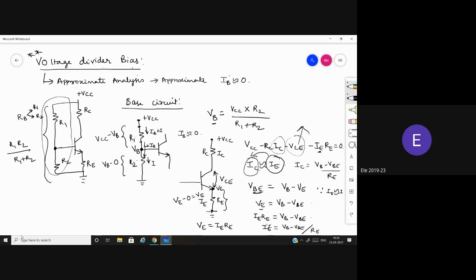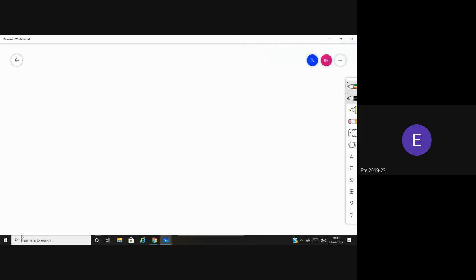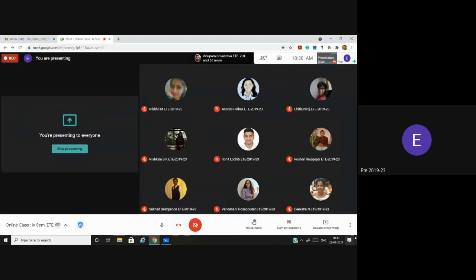In approximate analysis, we will not talk about base current because we assume it to be negligible. This is the method of approximate analysis. If you know these derivations and equations, then you'll be done with the problems also. It will be easy for you to do.